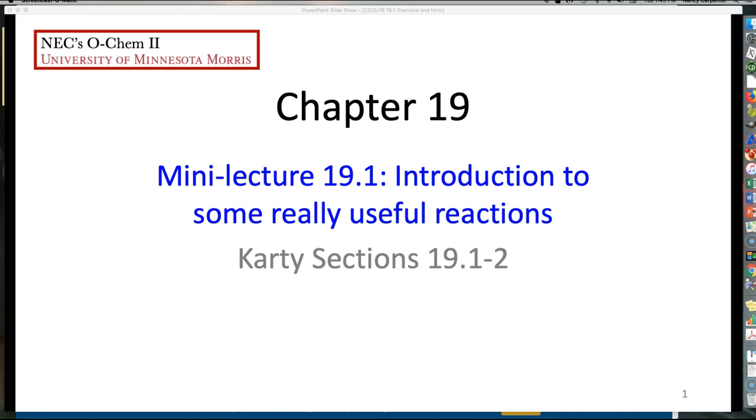Alright, why are we jumping into Chapter 19 at this particular juncture in our OChem adventure? Well, the reason is that there are some really useful reactions that will help you throughout the rest of the semester and bring back some useful concepts from what we've already learned. So that's why we're going to do it. It's really all about synthesis.